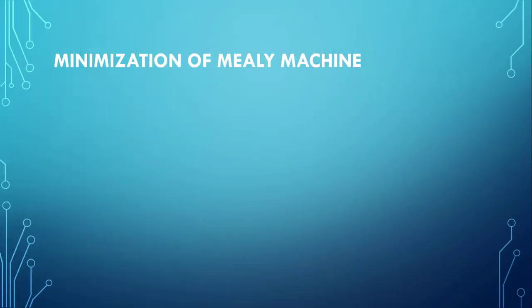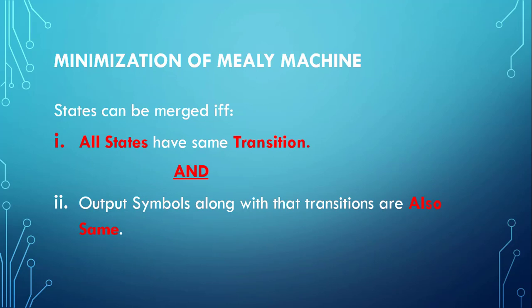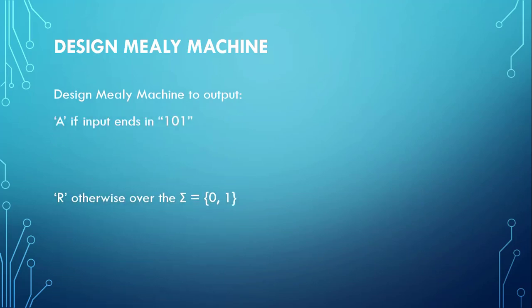Now we will start with Mealy machines. To minimize a Mealy machine we need to follow two rules. All states should have the same transition. Of course, this is the same as in our Moore machine, and the output symbols along with those transitions are also the same. In the Moore machine, it was along with the state that should be the same. So let's see the first Mealy machine.